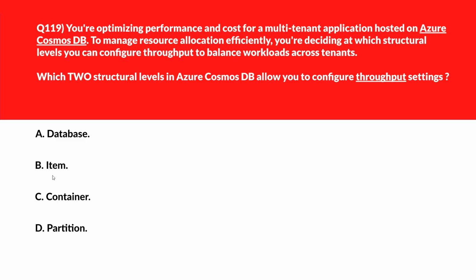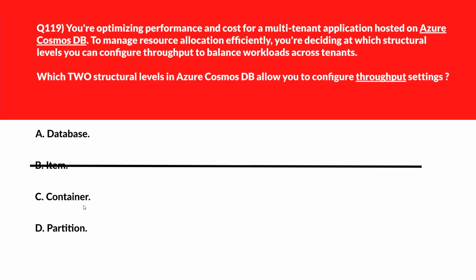B says item. Throughput settings aren't applied at the level of individual items within a container. We'll delete this. We'll move to option C. C says container. We can assign throughput to a container by setting request units, that is RUs per second, either manually or through autoscale mode. Let's keep it. We'll move to D.